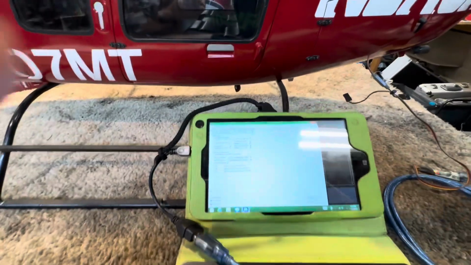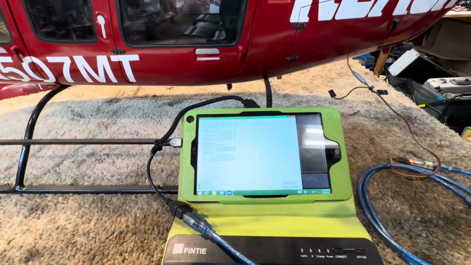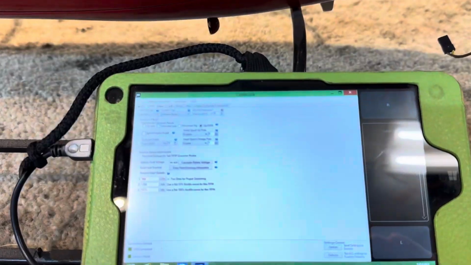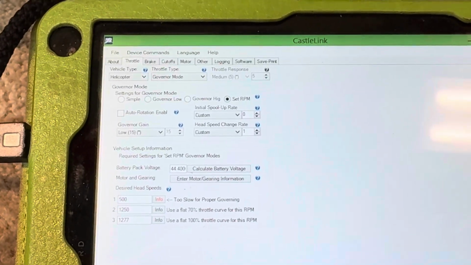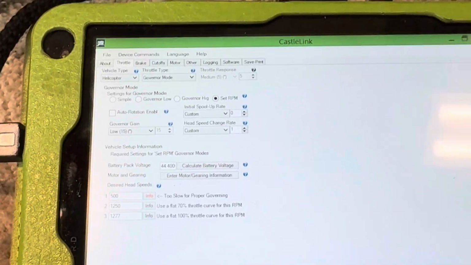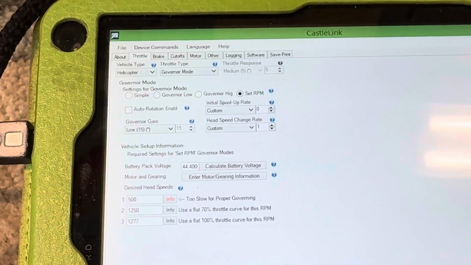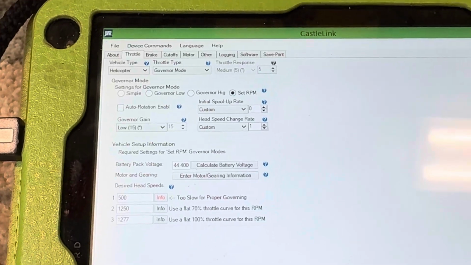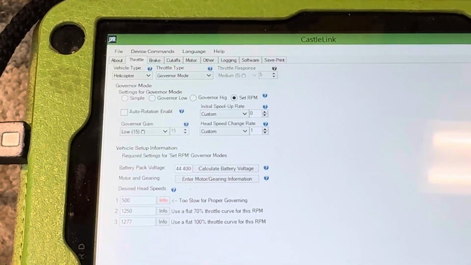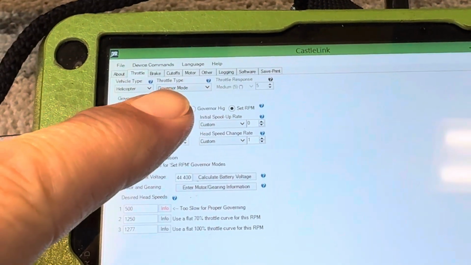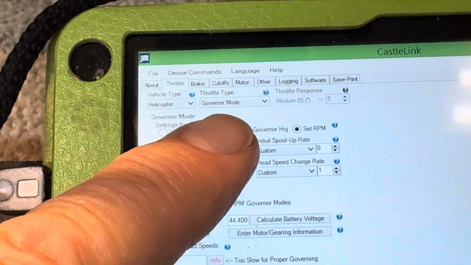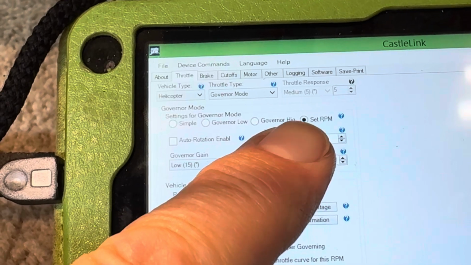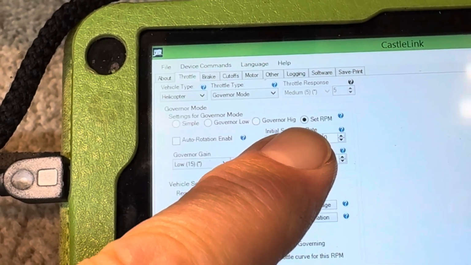So here's what I have it set. And a couple of the guys have asked, what settings are you running? What are you running, governor? What are you running, a straight line? Yes, I'm running a straight line because I am in set RPM in the governor mode. So you see here, helicopter type, governor mode. All the way over here is set RPM.